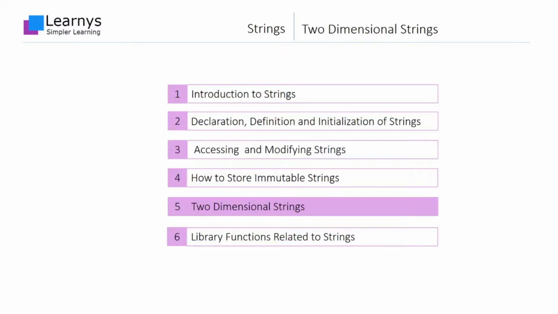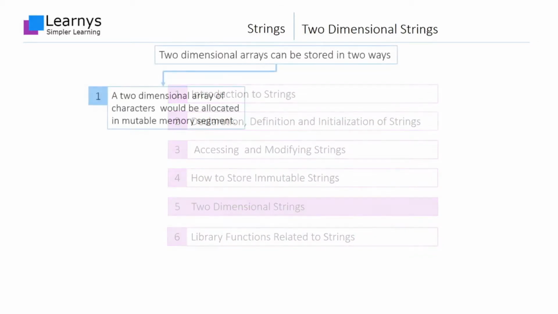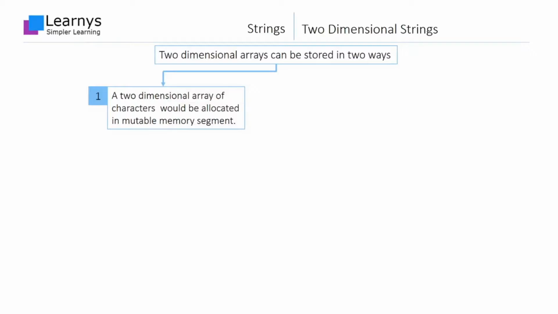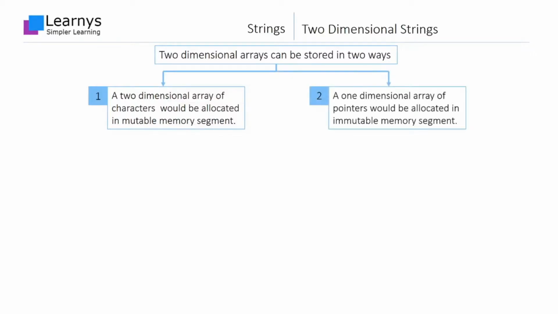In most cases, you will never be storing strings individually. Rather, you would be storing them in segments. This is possible by creating two-dimensional character arrays or an array of strings. These can be represented in two ways. First, a two-dimensional array of characters, which would be allocated in mutable memory. Second, a one-dimensional array of character pointers, which would be allocated in immutable memory.